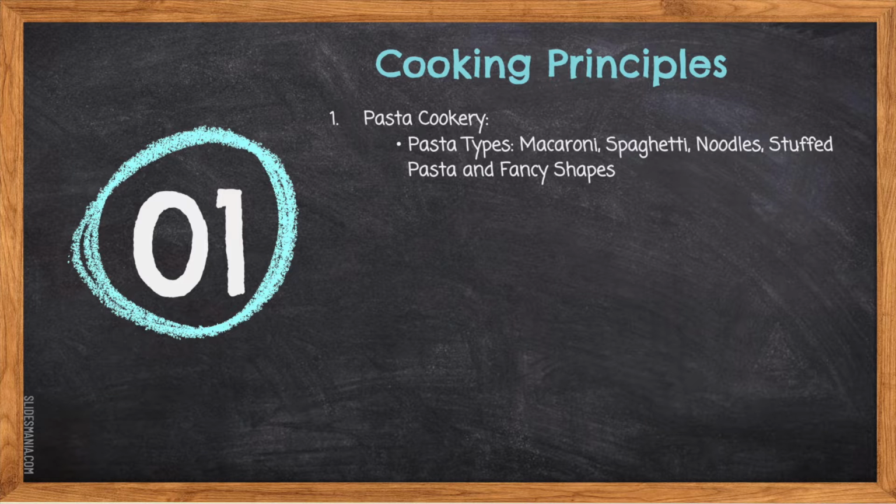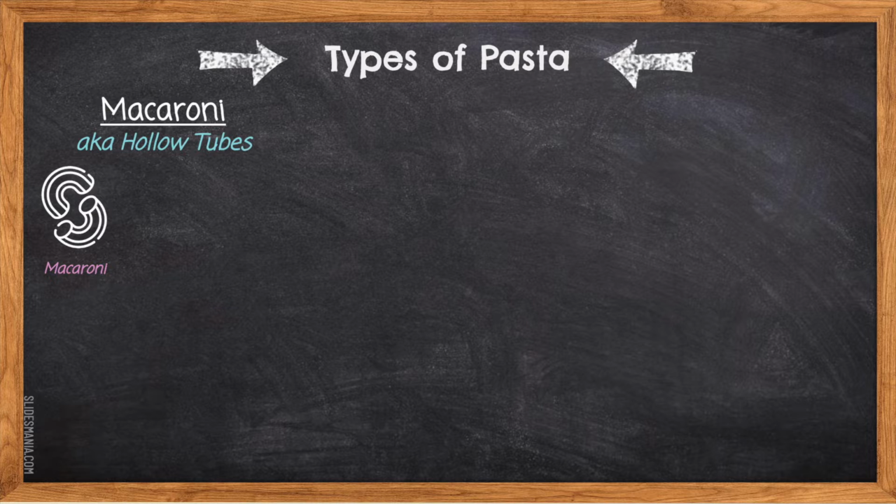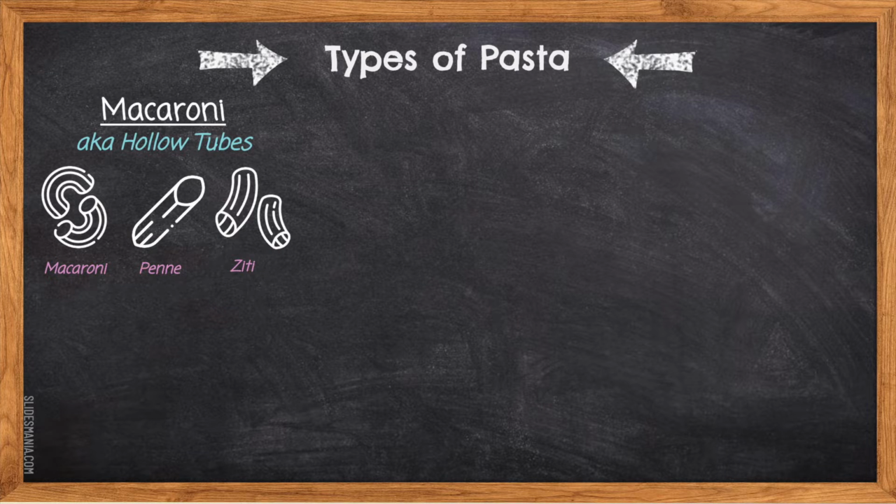Pasta types: macaroni, spaghetti, noodles, stuffed pasta, and fancy shapes. Let's take a brief moment to go over the different types of pasta. First category is macaroni, otherwise known as hollow tubes. Probably the best known example of this type of pasta is elbow macaroni. Other examples might include penne and ziti. Macaroni is pasta that is round with a hole in the middle, and the variety is almost endless. It can all be cut into any length, from thin slices to long tubes.